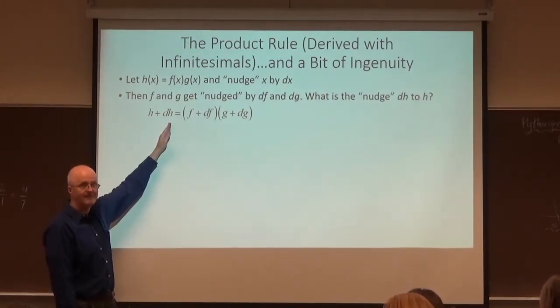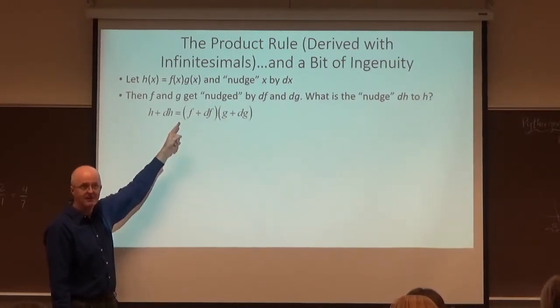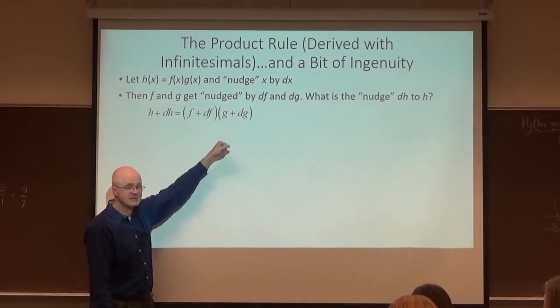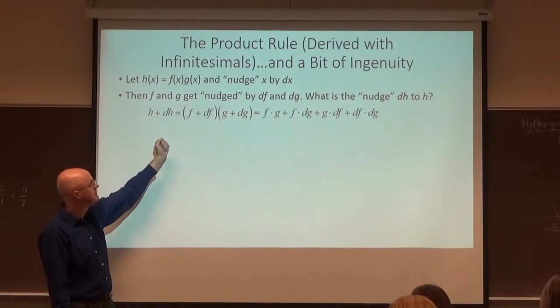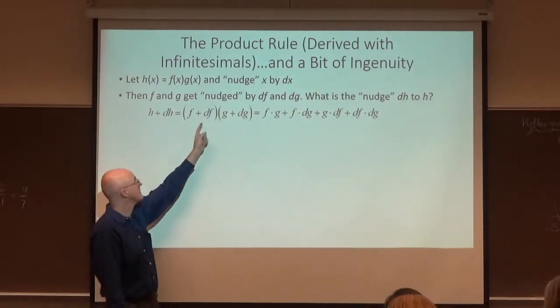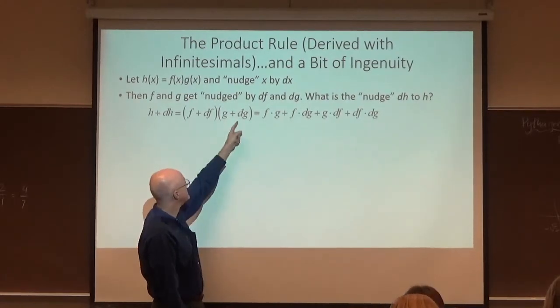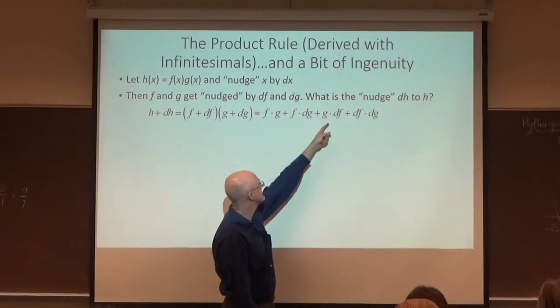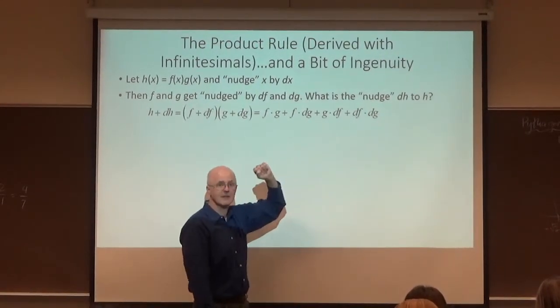What is h? h is the product of f and g. So to find h plus dh, we take the product of f plus df and g plus dg. Go ahead and multiply that out. FOIL it. First times first is f times g, that's that. Outside times outside is f times dg, that's this. Inside times inside is g times df, that's this. And last times last is df times dg, that's this. Let's FOIL it.